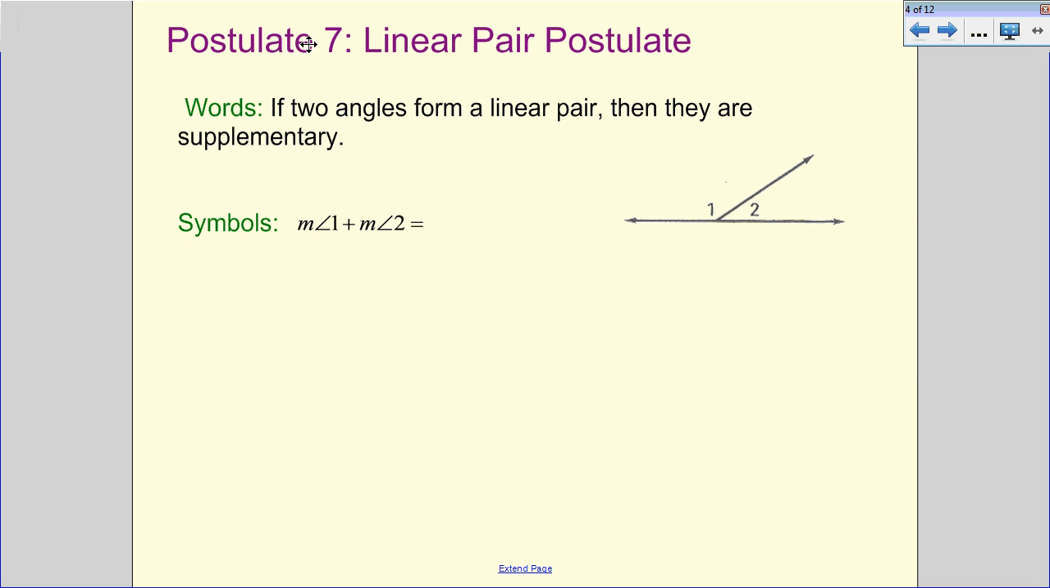So what postulate 7 says is the linear pair postulate. Remember, these are things that we just considered to be true. So if two angles form a linear pair, then they are considered supplementary. We've got that supplementary, we have that straight line. And that's what we said about supplements yesterday. So symbolically, what this postulate means is that the measure of angle 1 plus the measure of angle 2, when we think of this being a straight line, is going to equal 180 degrees. So if we see two adjacent angles, and we know that the sum of their measure is 180, we know that they are supplements. So that's our postulate that we're going to rely on.